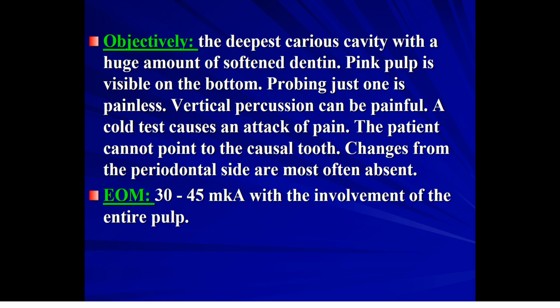Objectively, there is a deep caries cavity with a huge amount of softened dentin, and pink pulp is visible on the bottom. Probing at one point is painless. Vertical percussion can be painful. A cold test causes an attack of pain. The patient cannot point to the causal tooth. Changes from the periodontal side are most often absent. Electroodontometry is 30 to 45 microamperes, with the involvement of the entire pulp.